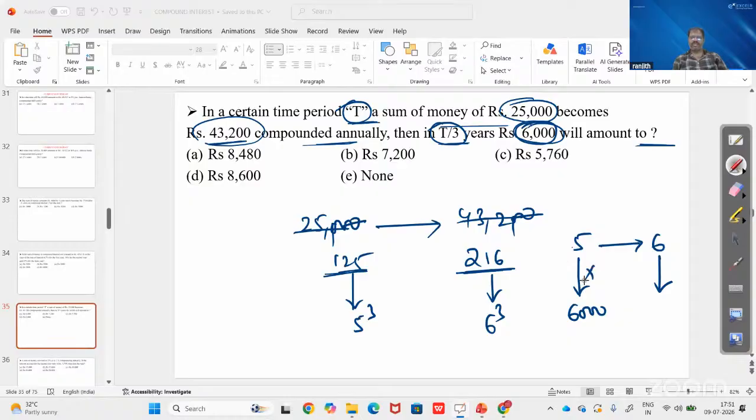In the sense 12 times. 5 into 12 equal to 60. 6 into 12 will be equal to 72. So the answer equal to 7,200 will be our answer.